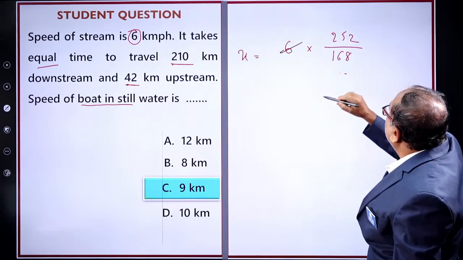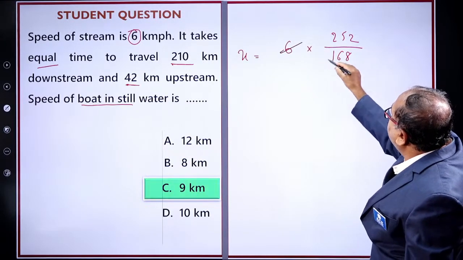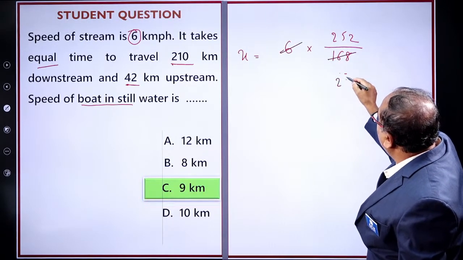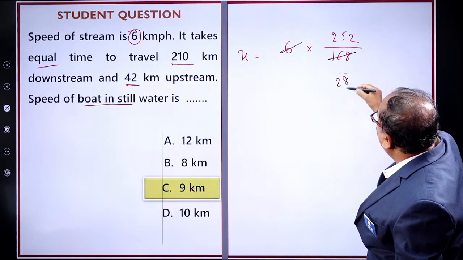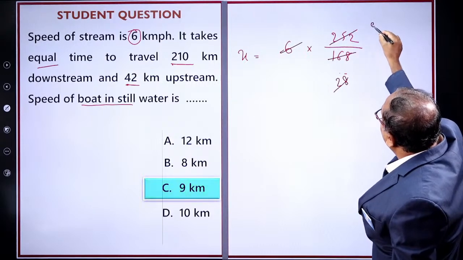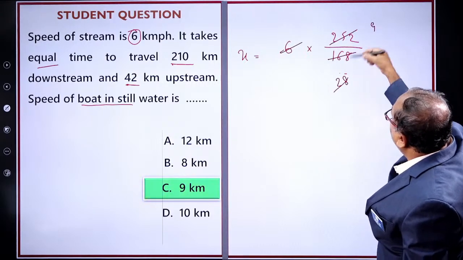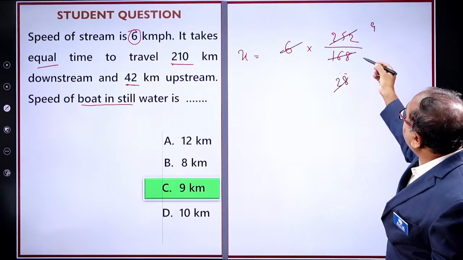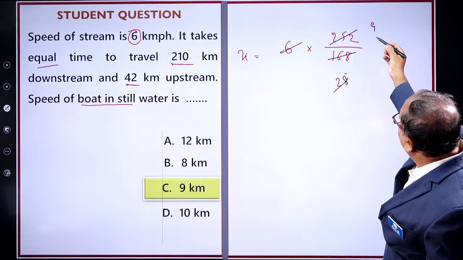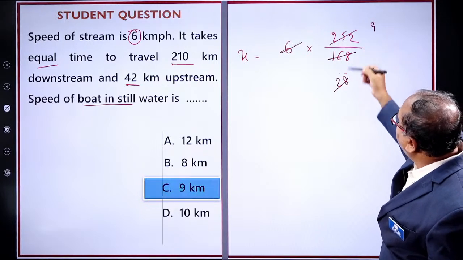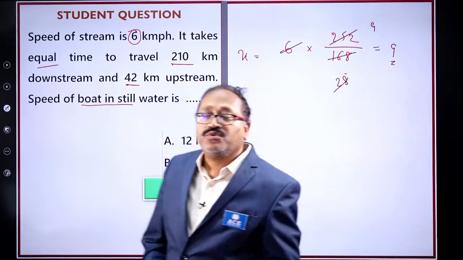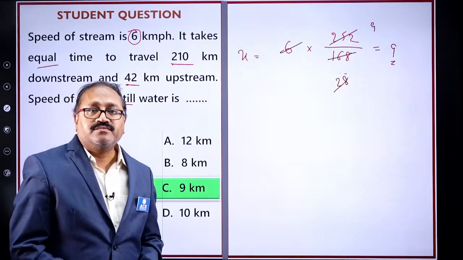Here you get this one as 3 times. With 6, can I cancel this one? Yes. So 6 2s are 12, and the next 6 8s are 48. And with 28, can I cancel this one? I think it gets cancelled 9 times. 9 8s are 72, carry 7. And 9 2s are 18 plus 7 is 25. Yeah, that's right. So the speed of the boat is 9 km per hour. That's good.